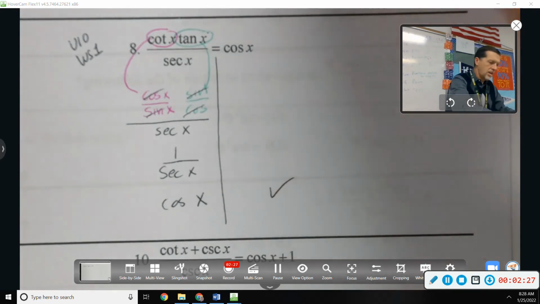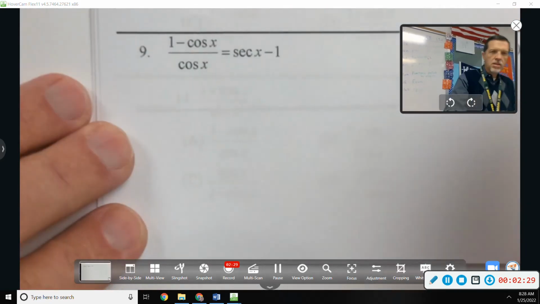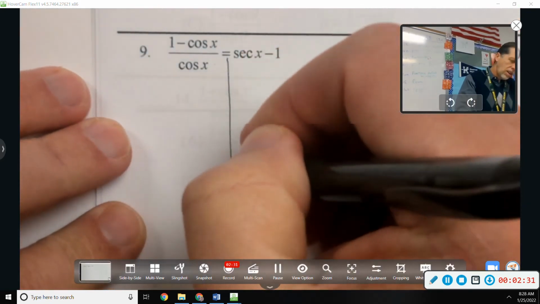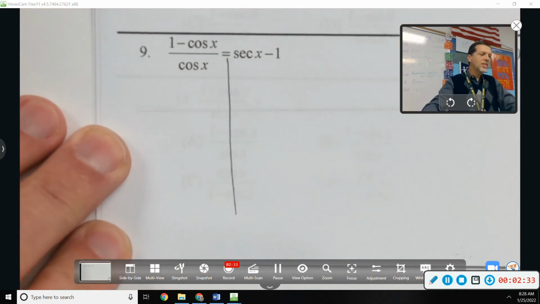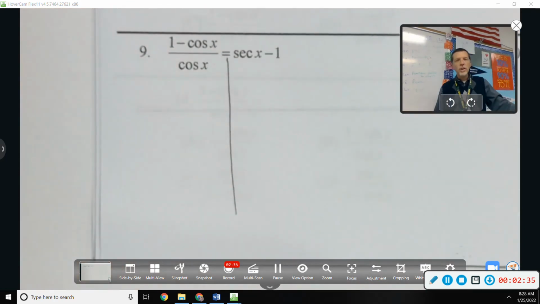Number 9. Now, number 9, I'd say that is a legitimate question on which side do you want to work on, because you could make the case for either side. I think the left side's more complicated in terms of algebra, but the right side's more complicated in terms of trig functions. So, Ty, did you try working on one of the sides? Not yet. Okay, because I can do it either way. When it feels like, man, this could go either way, it's probably because it could go either way.